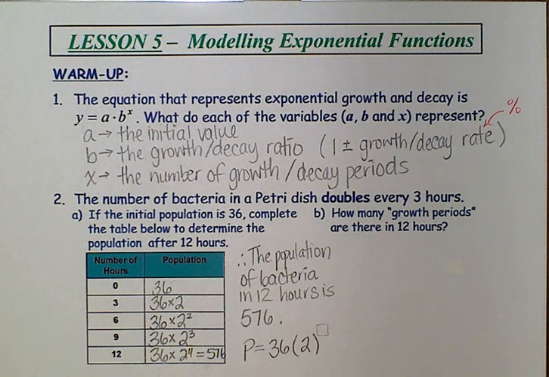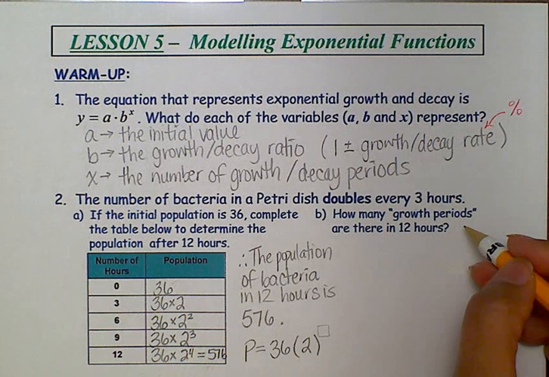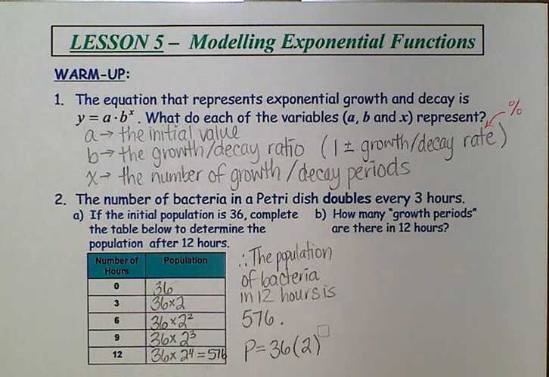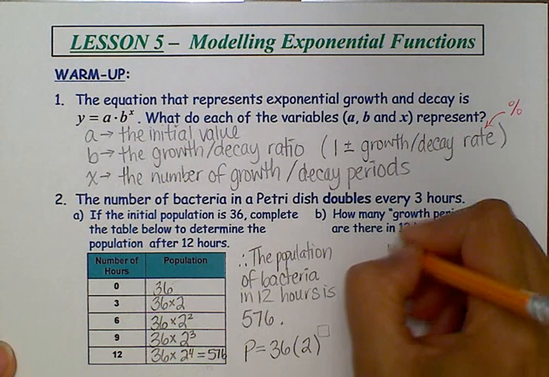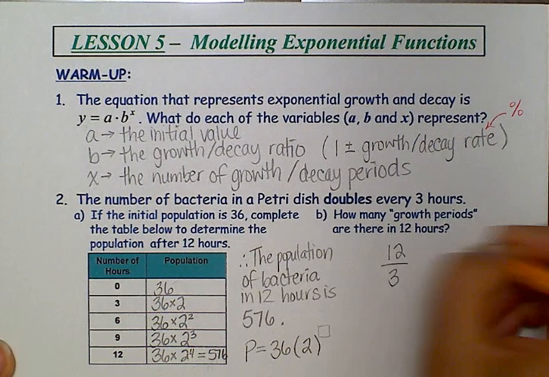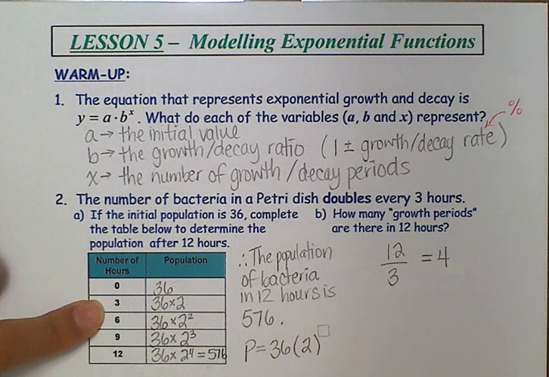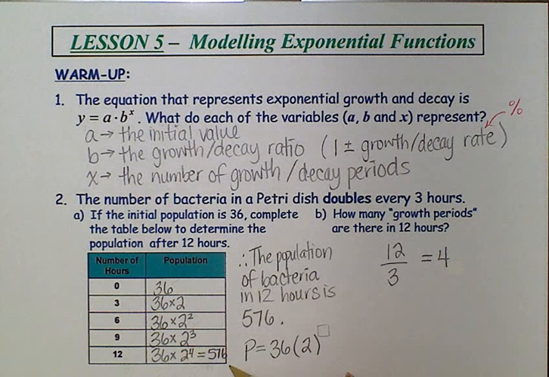Okay? Part B says, how many growth periods are there in 12 hours? So growth periods means the number of times that you've had to multiply by 2. And I know that in 12 hours, we only multiplied every 3 hours. So that gives me 4 growth periods. And that makes sense with the table that I have here. I multiplied by 2, 1, 2, 3, 4 different times to figure out how many bacteria I would have at the end of 12 hours.